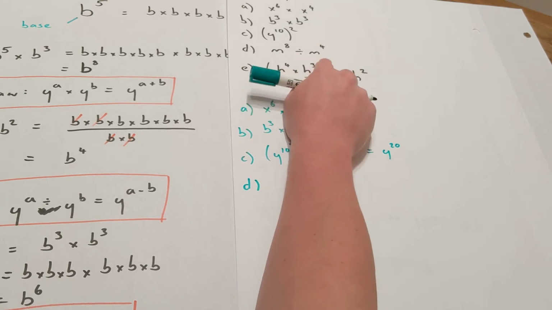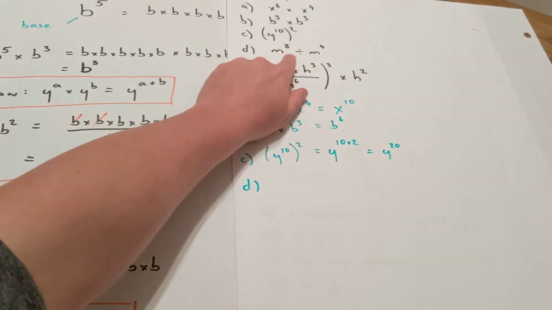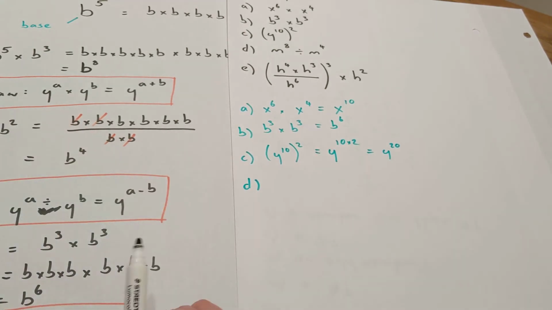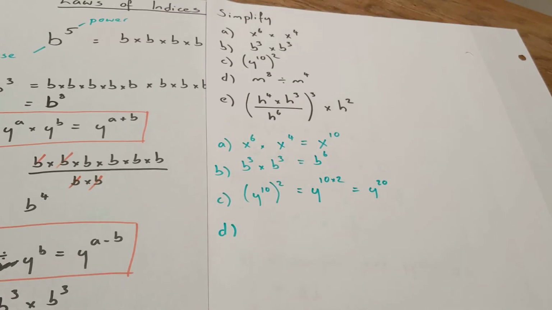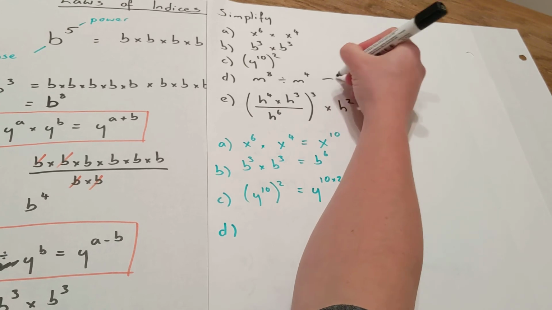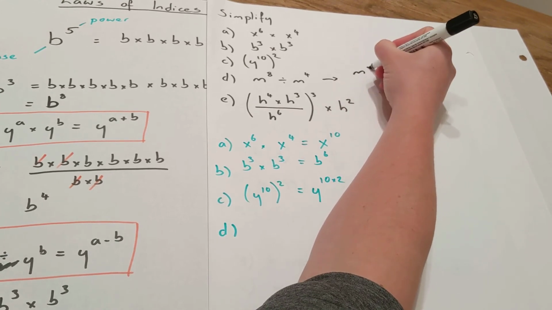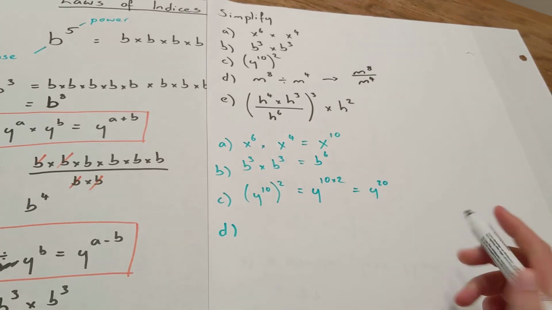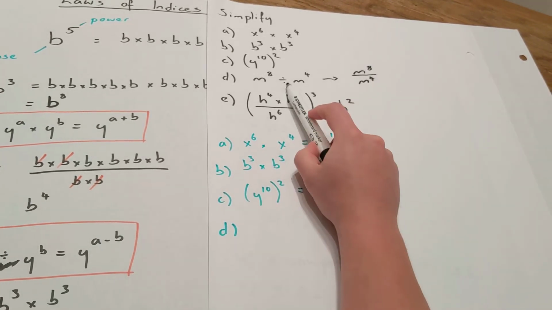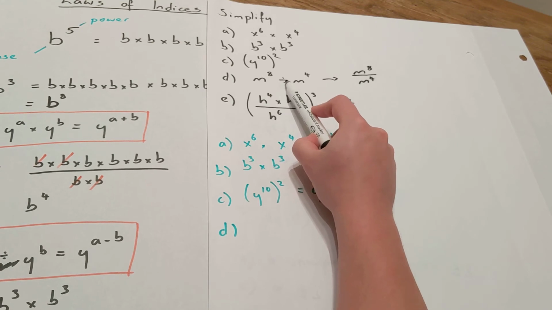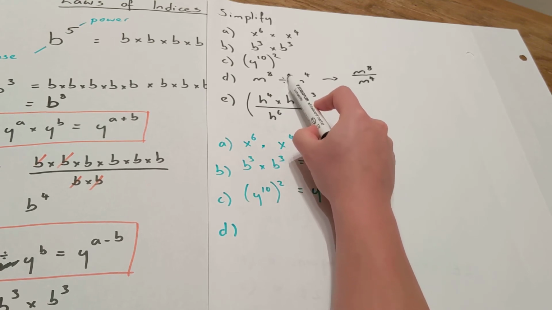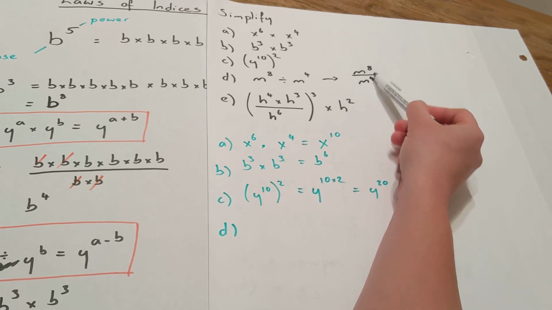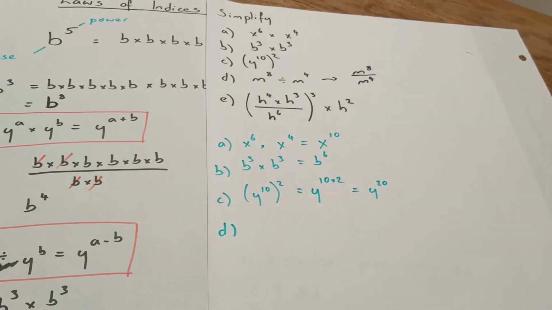Okay, D. We've got m to the 8 divided by m to the 4. Now, it is unlikely you'll see it written out like that. How you'll normally see it written in a test or in textbooks is like this instead: m to the 8 over m to the 4. And that means exactly the same thing, because all a divide sign is, is fractions with spaces to put your numbers in. So we've got m to the 8 on the top divided by m to the 4.